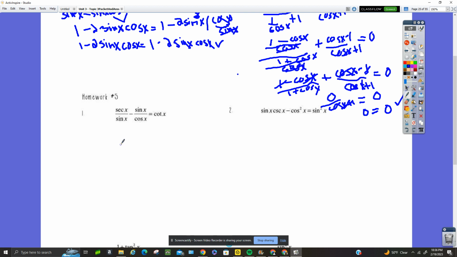So this one, let me make the common denominator sine times cosine, and then this would be secant times cosine minus sine squared equals cotangent. So secant times cosine is just 1.